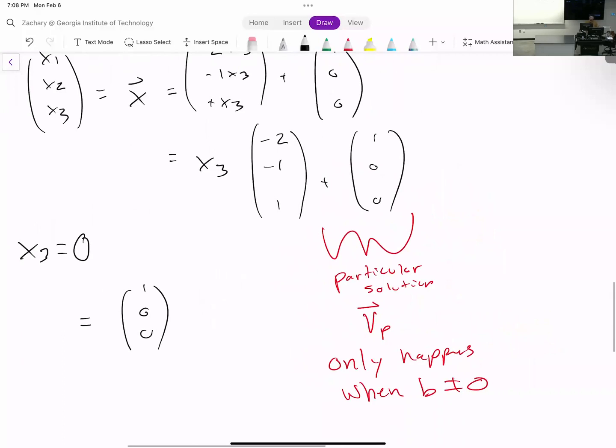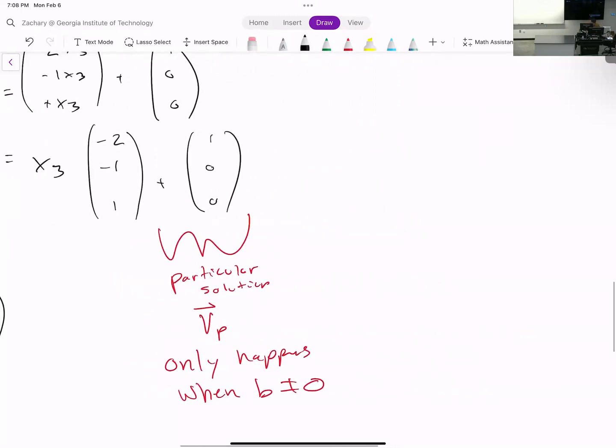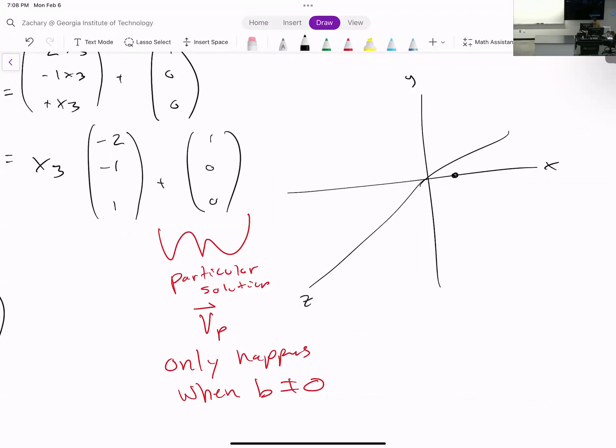If they ask how to plot it, you're not going to be expected to plot in 3D. You will be expected to plot in 2D though. What this would look like in 3D is we start with this 1, 0, 0 point. This is x, y, and z. From here we have a vector that points out negative 2 in the x, negative 1 in the y, and 1 in the z. And then the span, or the solution, is just a line in R3.